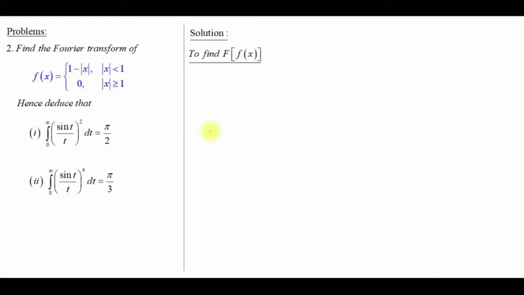So what is the formula for the Fourier transform of f of x? The Fourier transform of f of x equals 1 divided by square root of 2 pi, integration from minus infinity to plus infinity, f of x e power isx dx. So what is f of x? Actually, the limit minus infinity to plus infinity is split into three parts: minus infinity to minus 1, minus 1 to plus 1, and 1 to infinity.